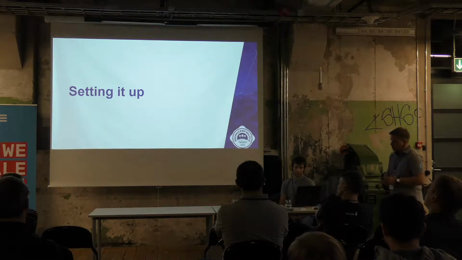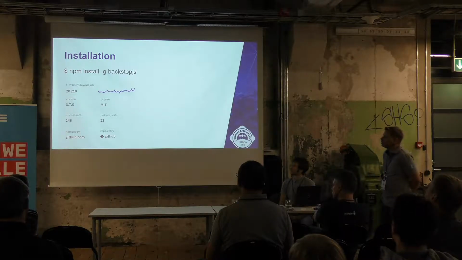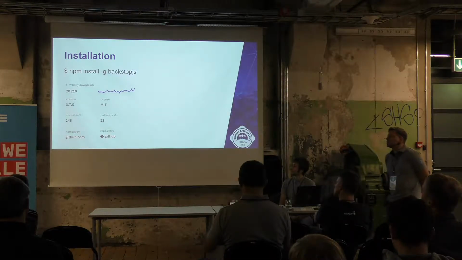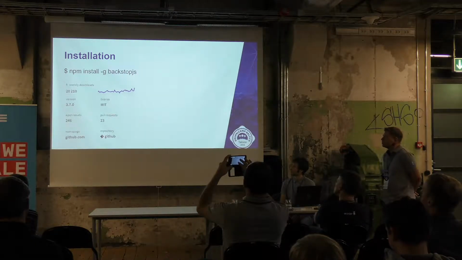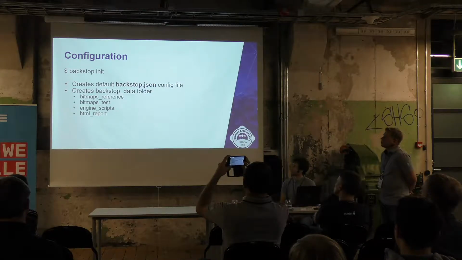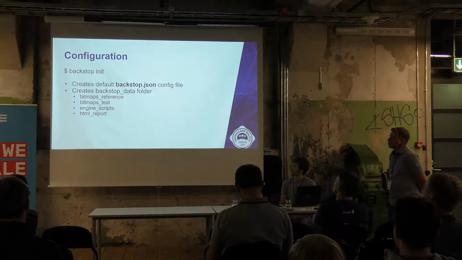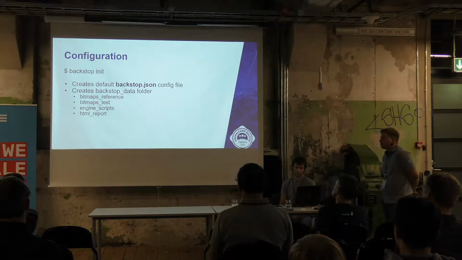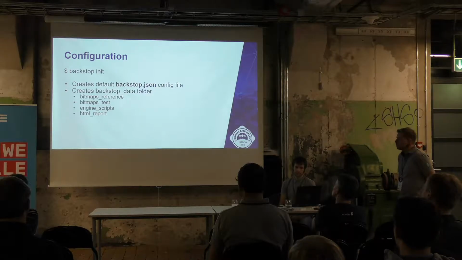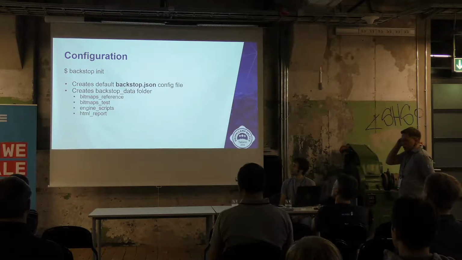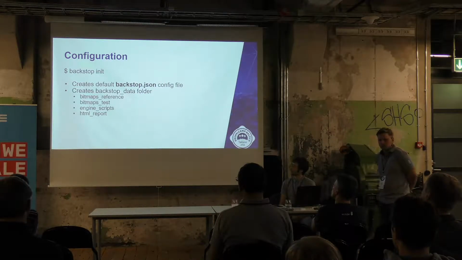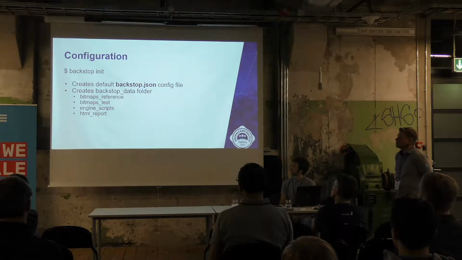So how to set it up in your environment? First, you just run npm install and install Backstop globally in your computer. And the first thing that you run would be backstop init. What it does, it creates this kind of boilerplate or default configuration file for you named backstop.json. And it also creates one folder which is named backstop_data. And this is the folder where it actually stores all these screenshots or bitmaps when you do the testing. There's also a separate folder for your scripts.